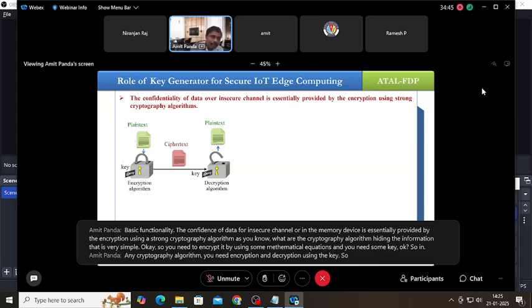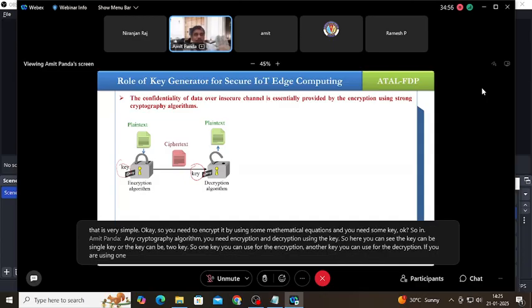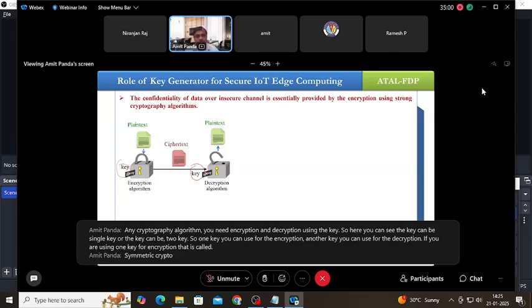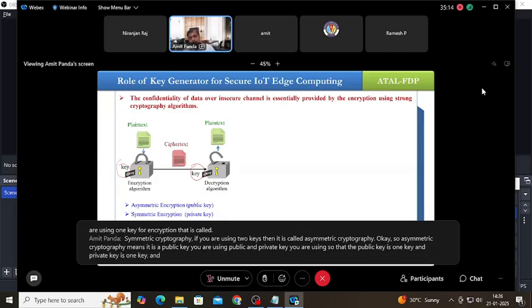So here you can see the key can be a single key, or the key can be two keys. One key you can use for the encryption, another key you can use for the decryption. If you are using one key, that is called symmetric cryptography. If you are using two keys, then it is called asymmetric cryptography. Asymmetric cryptography means you are using a public key and a private key. The public key is one key and the private key is another key. In symmetric encryption, you have to use the private key.